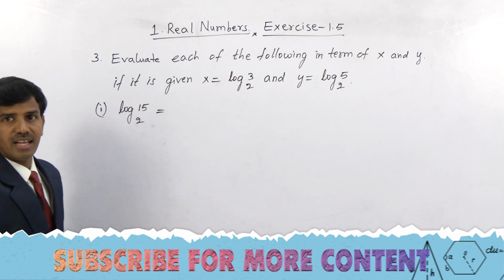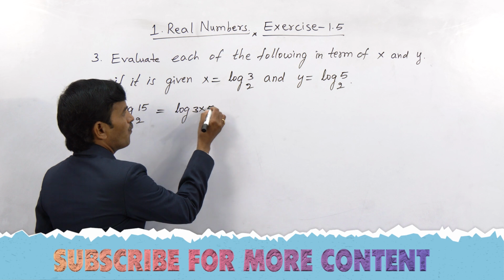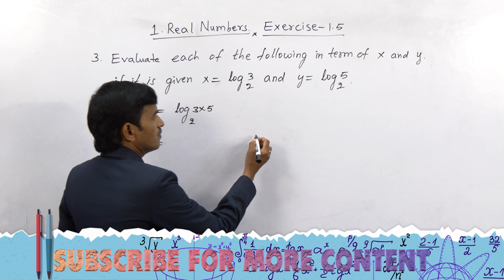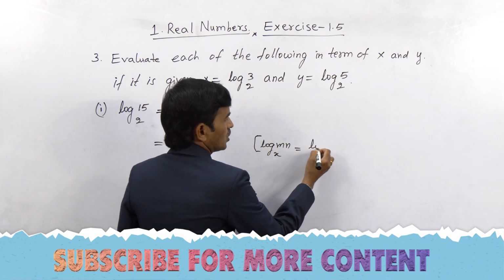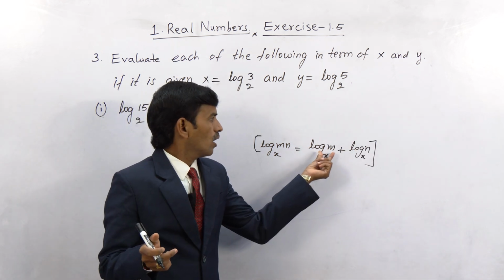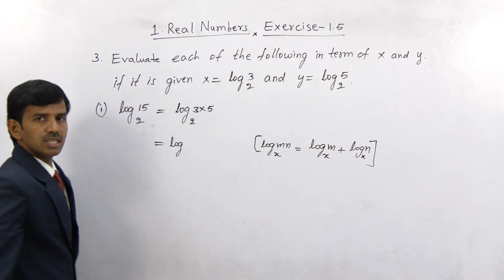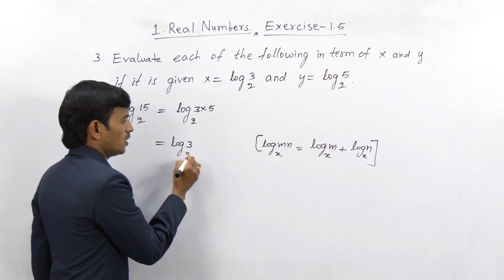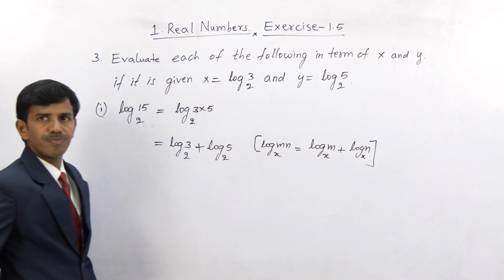15 can be written as the product of primes, that is 3 into 5, to the base 2. So it can be expanded using the formula log of mn to the base x is equal to log m to the base x plus log n to the base x. In the same manner we can split log 3 into 5 to the base 2 as log 3 to the base 2 plus log 5 to the base 2.